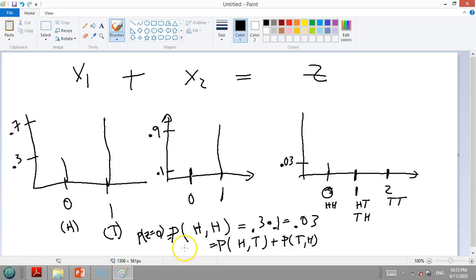And then here is the probability Z equals 1. This can happen when I get heads, tails plus tails, heads. So me getting a heads in the first one and tails in the second is going to be what? 0.3 times 0.9, plus me getting a tails on the first one and a heads on the second one, right?